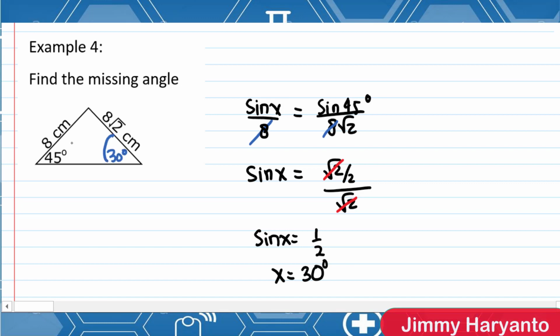And then the question wants us to find all of the angles. So we can find this angle using 180 degrees minus 45 degrees minus 30 degrees. It will be 105 degrees. There you go. That is for number 4.